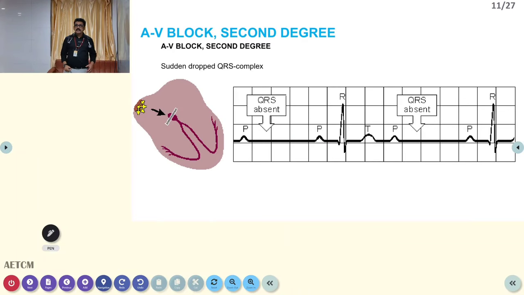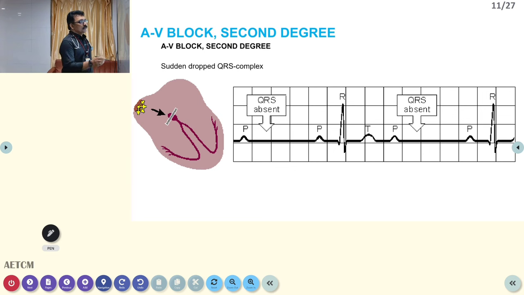Now what is second degree heart block? Previously we saw a mild problem in the conduction system, but that was persisting. Here there is a problem in the conduction system that blocks the QRS complex. The spreading of the current from the atria to the ventricles is blocked during some of the conductions, not in all conductions. Some of the conductions are blocked.